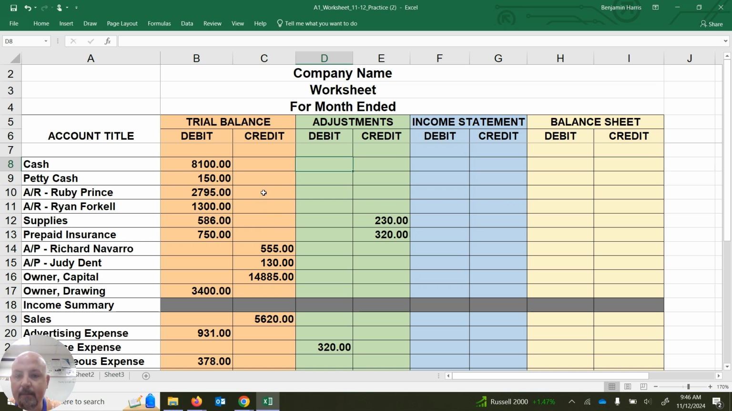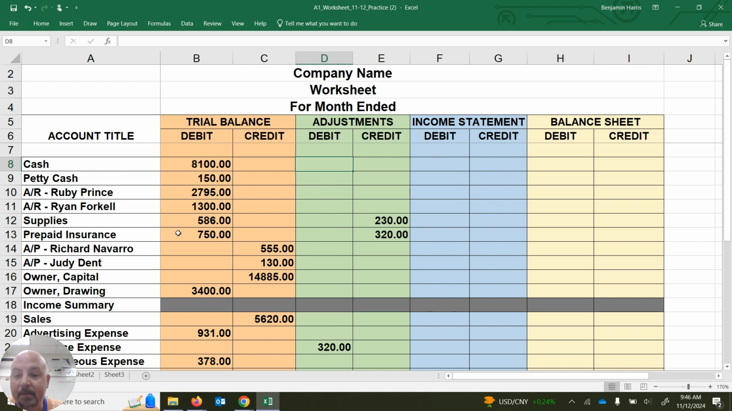So let's move on here to the adjustment column. The adjustment column is where we're going to take some accounts and adjust them for what is really happening. This supplies number, the 586, is not indicative of how many supplies we have left because we buy supplies and then use them up. So in this situation, we bought the supplies of $586, but we used up 230 of it because we buy supplies to use them. We don't buy them for decorations.